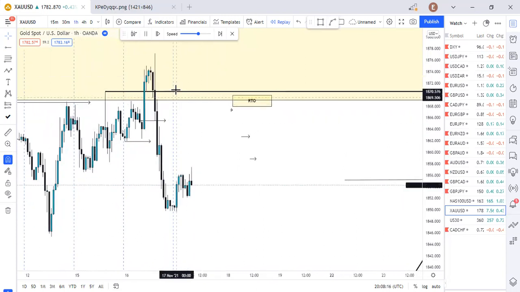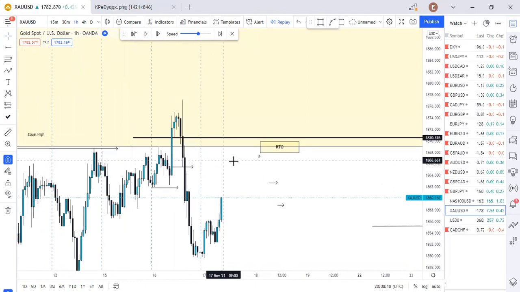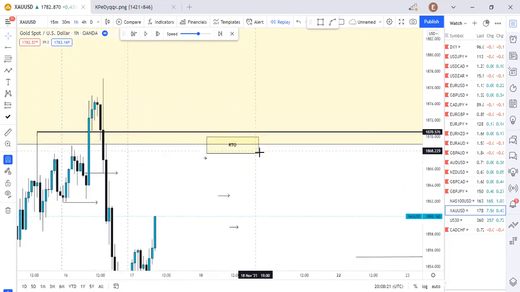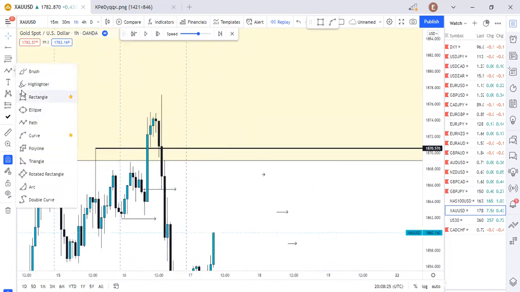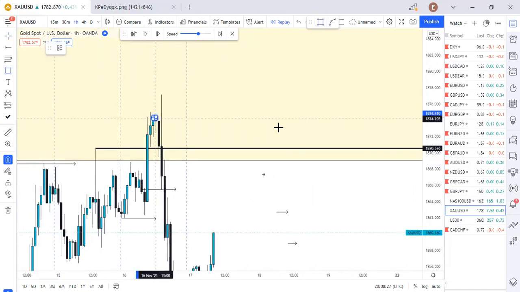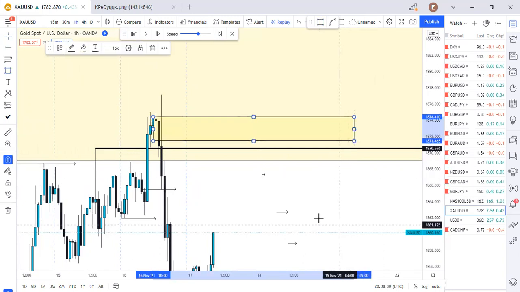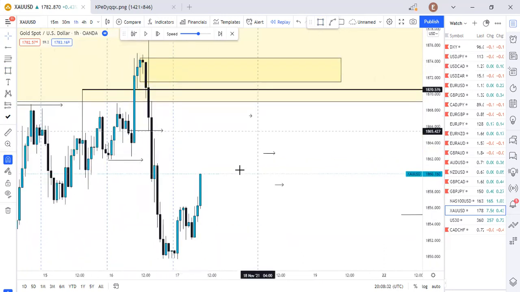Okay, in this case, we're going to look at things in this way. Let's break this down. Our order block in this case is going to be this one here, because this was the last candle before this break.